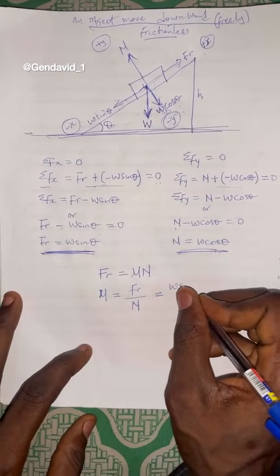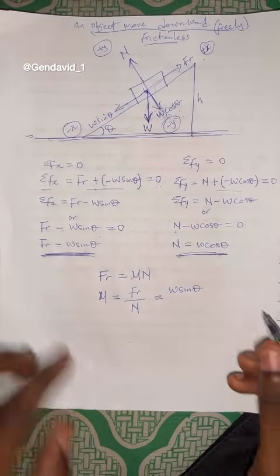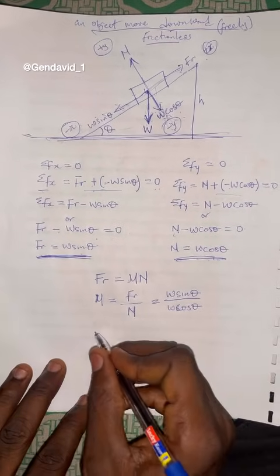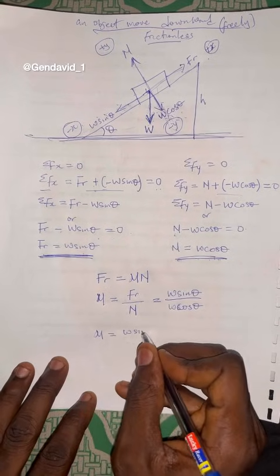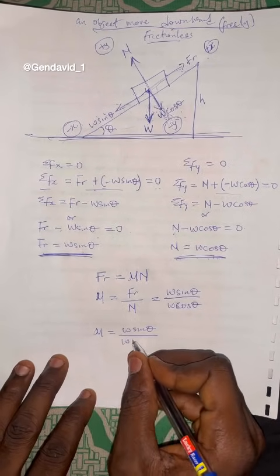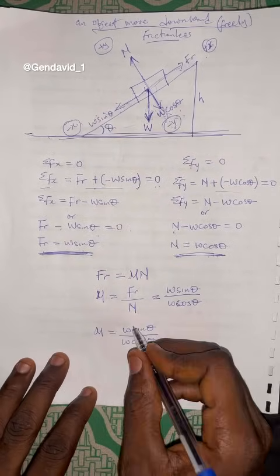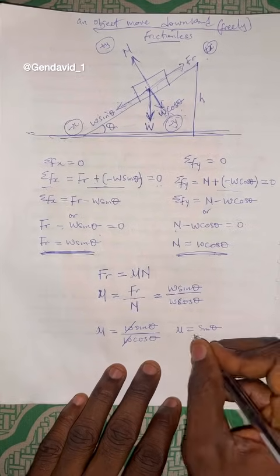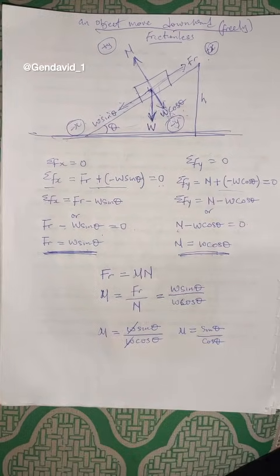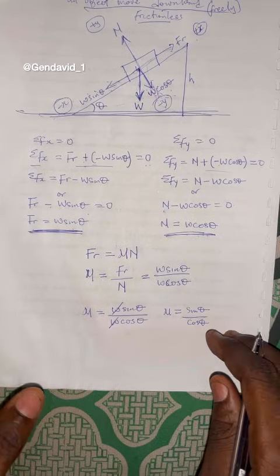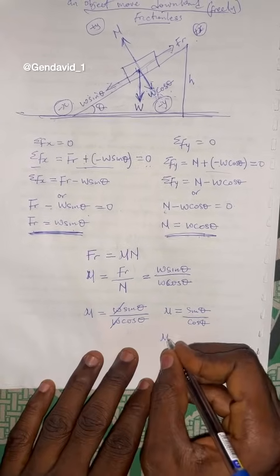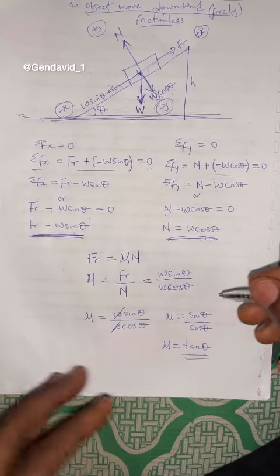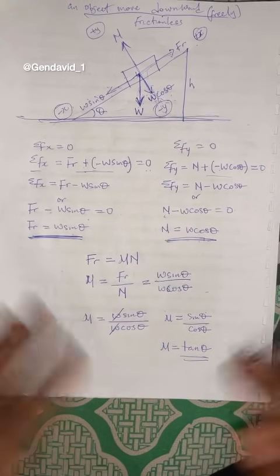Now when you have this, we have the Fr. What is the Fr here? Fr will be W sin theta according to the formula we have here, over N, which is W cos theta. So that means the coefficient of the frictional force is equal to W sin theta over W cos theta. In short, W cancels W. So the coefficient of the frictional force is equal to sin theta over cos theta. And in trigonometry, sin theta over cos theta is tan theta. So the coefficient of the frictional force here is equal to tan theta. So this is another formula.